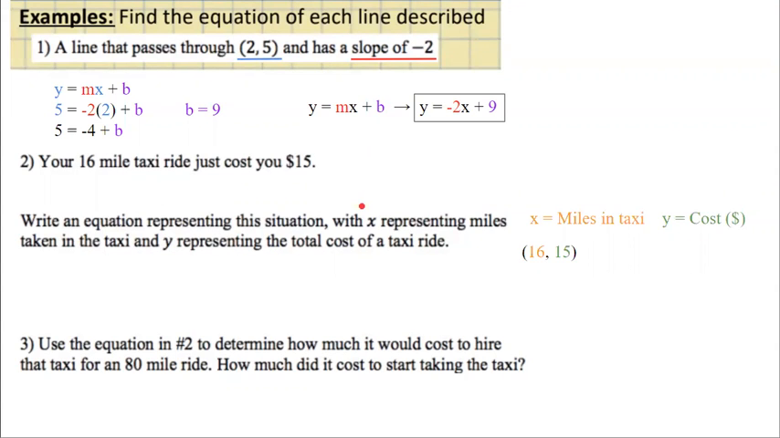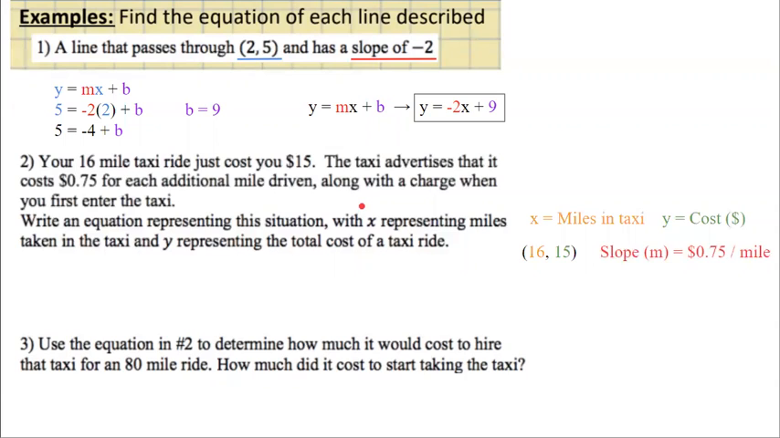Next, we're told that the taxi costs 75 cents per mile, giving us the slope. And it also tells us that there is an initial charge to enter the taxi. And that simply just tells us that we have a non-zero y-intercept in this problem. Notice that the slope was indicated with the phrase for each, and that the y-intercept could be found as the initial fee or cost to even enter the taxi.